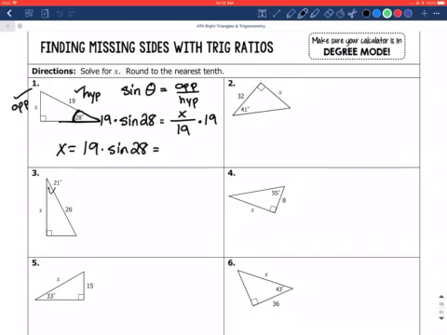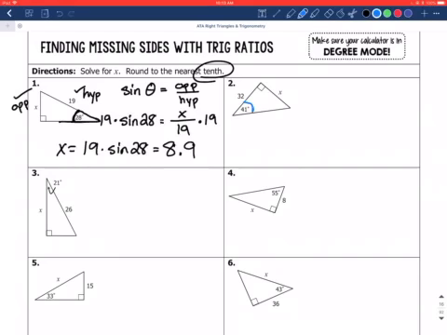But when you type in 19 times the sine of 28 degrees, what you will get is 8.9. And we're going to round all of these to the nearest tenth, because that's what they asked us for right here. So 8.9. So that was sine. And I'm going to go through a lot of these. This will be definitely a longer video because I want to make sure you guys have plenty of opportunities to learn this.